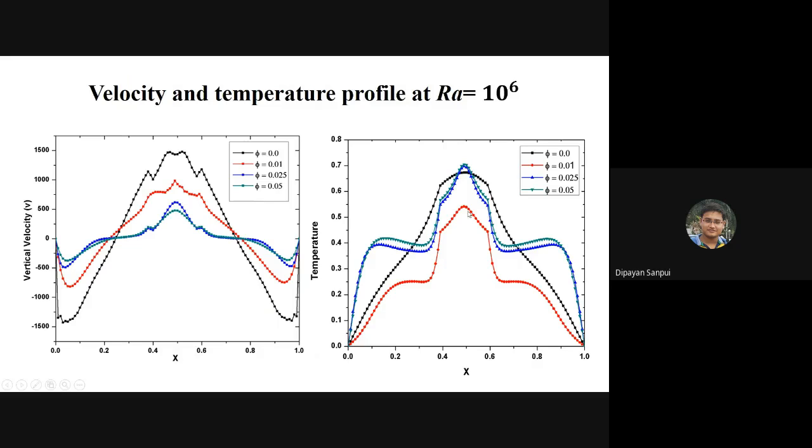Whereas in case of temperature, according to this temperature profile, the width of the temperature profile is low in case of lower volume fraction. That means the thermal boundary layers are more adjacent to the colder boundaries. Actually, the thermal profile width is less, so that ensures better chances of heat transfer.